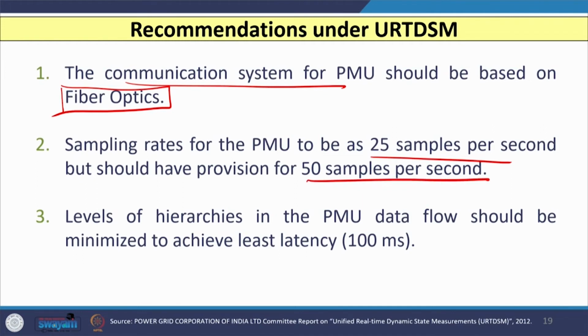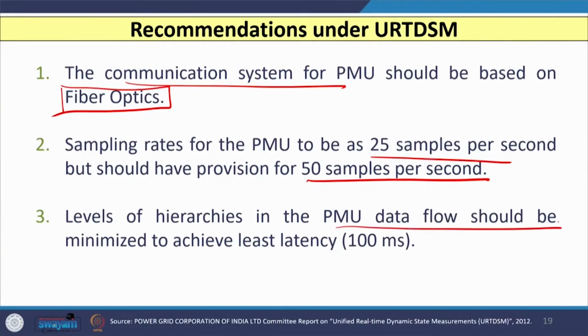The third is related to the hierarchies of PMU, and we have already discussed the hierarchies of PMU. We have seen that normally the upward flow of direction from data storage device to PMU to PDC to super PDC is followed. However, in rare cases when some PDC wants data in some specific format, then the downward or reverse direction flow is also possible. So, this third recommendation of URT-DSM is related to the hierarchies of PMU, and it is mentioned that PMU data flow should be minimized to achieve latency of the order of 100 millisecond.